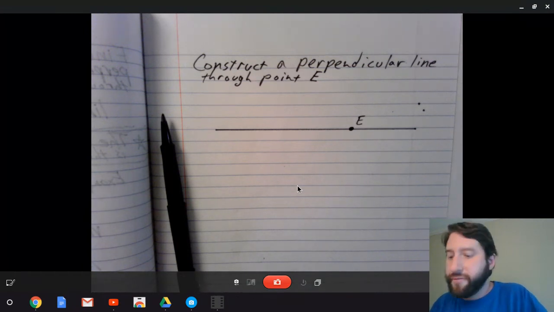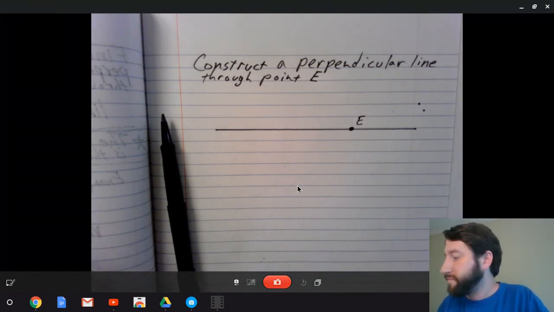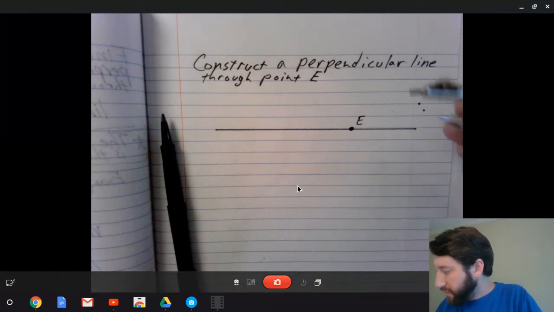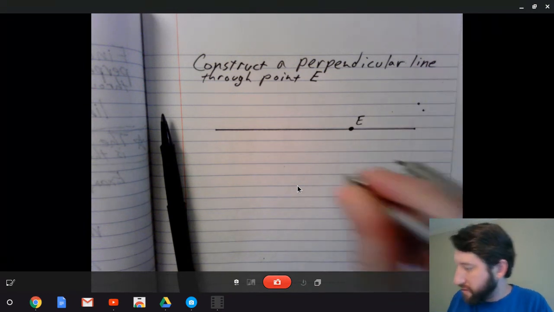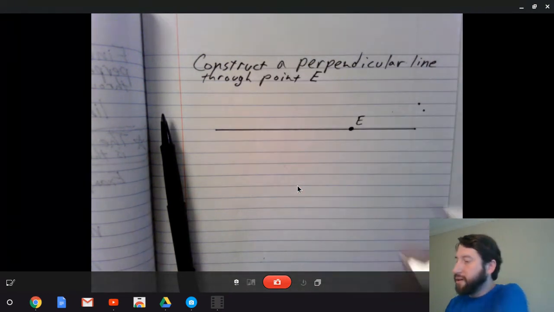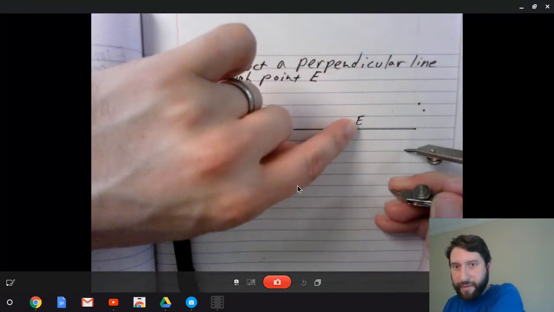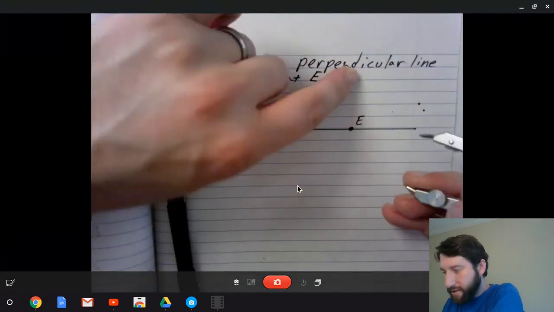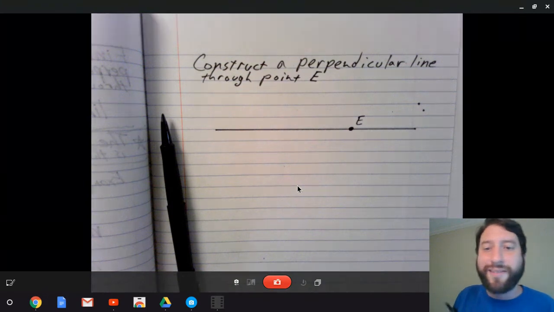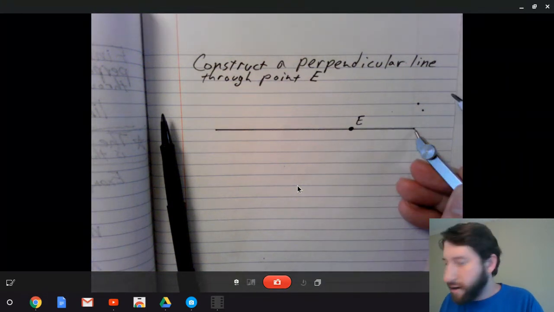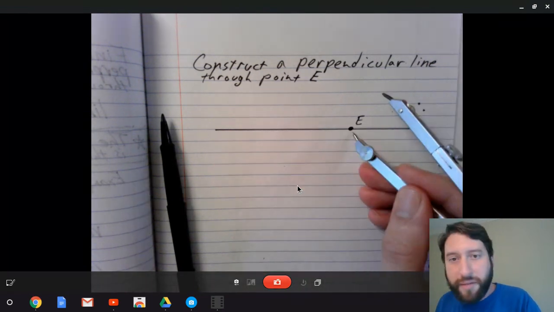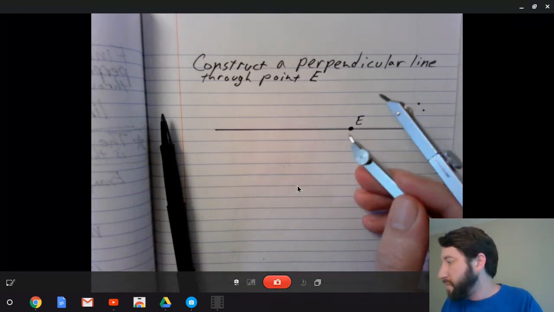Now think back to how we found the midpoint. If you remember midpoint, we started with our endpoints. We made two arcs at one endpoint, another arc at the other. And then we had that little bisecting line that goes in between it. Well, it's basically the same concept here. Now, in this case, my endpoint's here, but it's all the way over here. This isn't going to be a midpoint, is it? That's not going to be a midpoint.